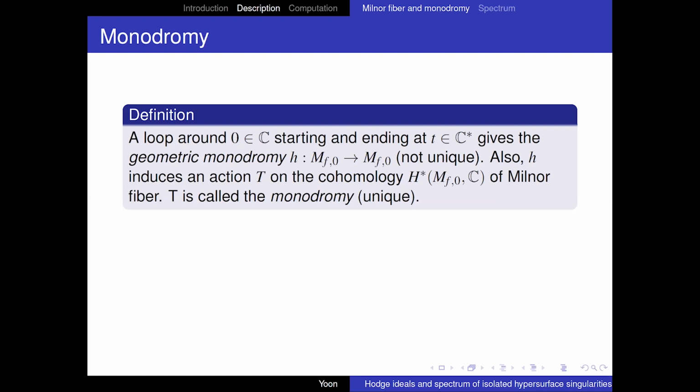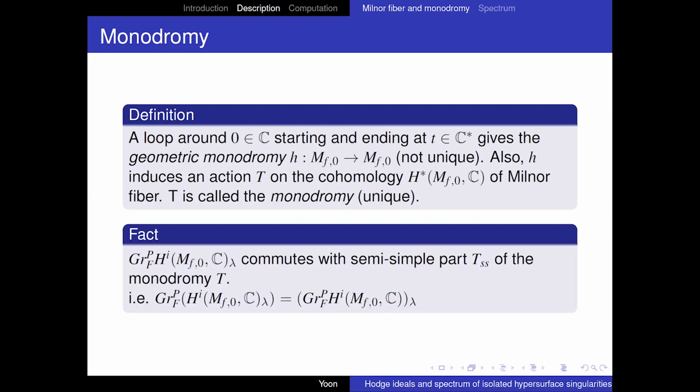So that is called monodromy. Topologists call this monodromy, but algebraic geometers call it geometric monodromy, which is denoted by h here. That might not be unique. However, if you think of the action induced by this geometric monodromy on cohomology, that is unique. So we call that monodromy T. That is just a linear map.